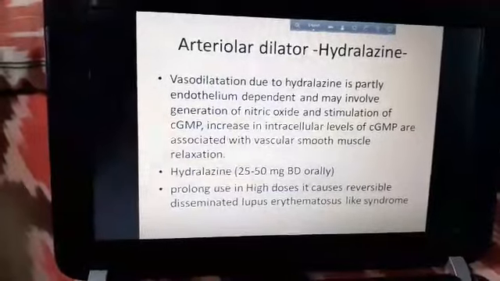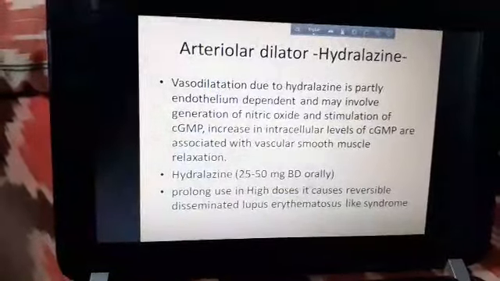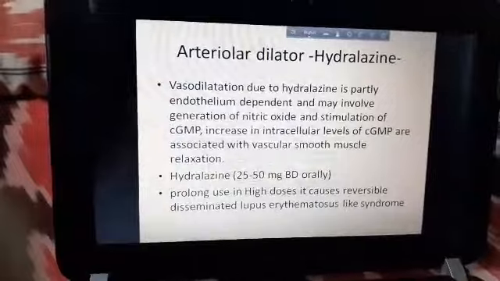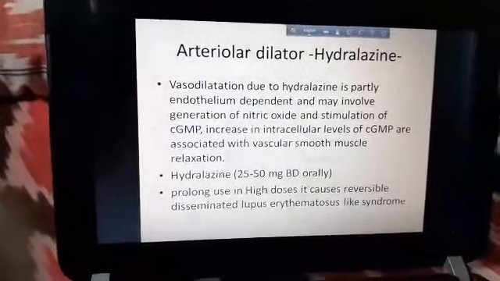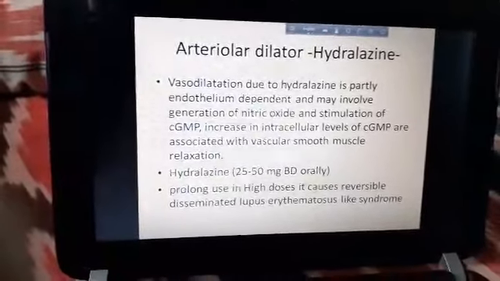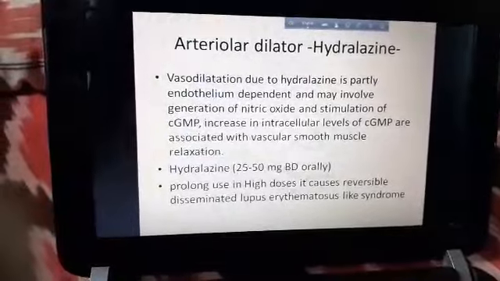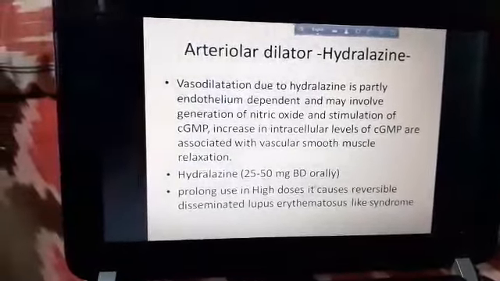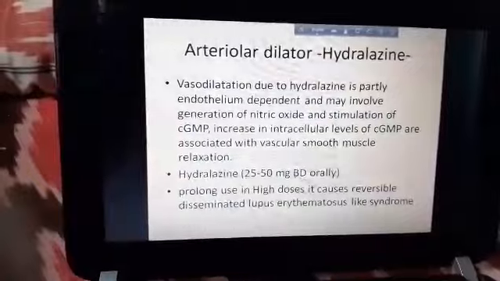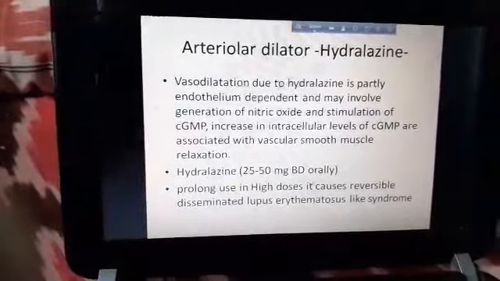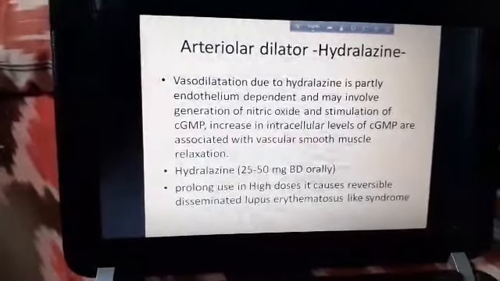Arterial dilator hydralazine. So hydralazine and nitrate are commonly combined because one is an arterial dilator and nitrate is a venodilator. Vasodilation due to hydralazine is partly endothelium dependent and may involve generation of nitric oxide and stimulation of cGMP, increasing the intracellular level of cGMP associated with vascular smooth muscle relaxation.